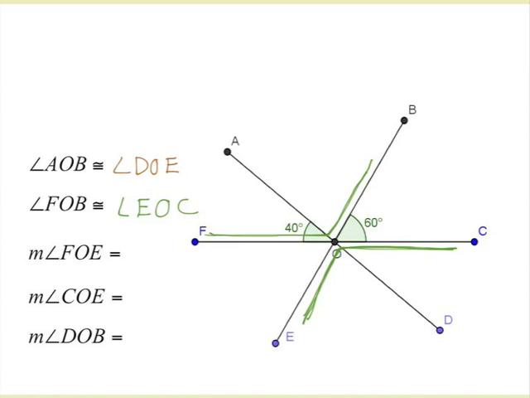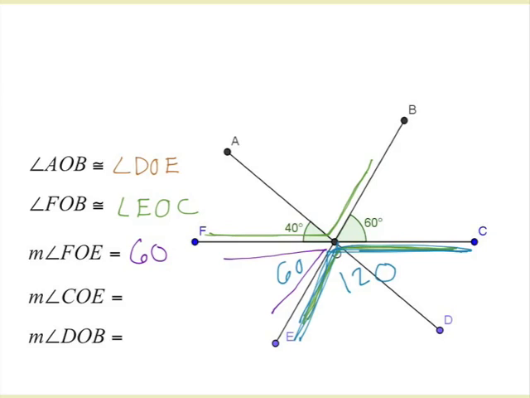So, what angle, and this question has been assigned, is this, how big is FOE? I believe it is 60. 60 degrees. FOE is vertical to BOC, and BOC is 60. So this must be 60 as well. COE, I already have down here highlighted. How big is it? 120. There's a couple different ways to think about this one.